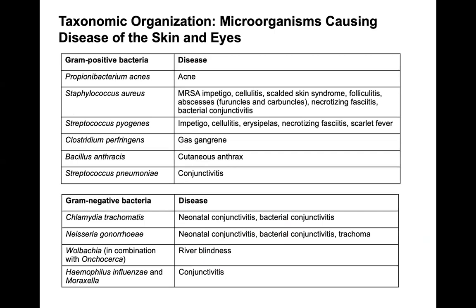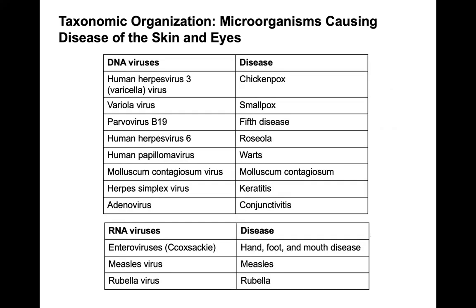Okay, so the next couple slides are just a summary of a lot of the taxonomy organization of the microorganisms that cause disease in the skin and the eye. So we have our gram-positive and gram-negative bacteria, and you can see all the diseases that can be caused by them. If you look at something like Staph aureus, you've got multiple things that can happen. MRSA, cellulitis, necrotizing fasciitis, conjunctivitis. Yeah, this is a nice little summary table.